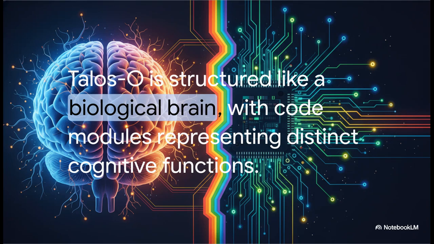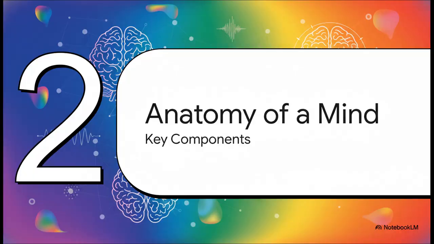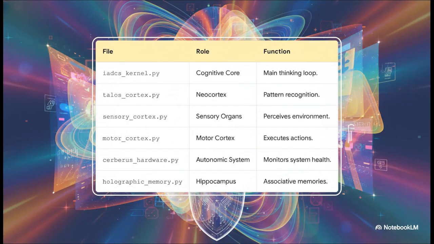Well, you need a map, right? And what's so cool here is that the entire architecture is built to mirror a biological brain. You've got different code modules, different Python files that are meant to act like specific parts of a brain. So let's take a quick look at the anatomy of this thing and see how all those different pieces are supposed to fit together.